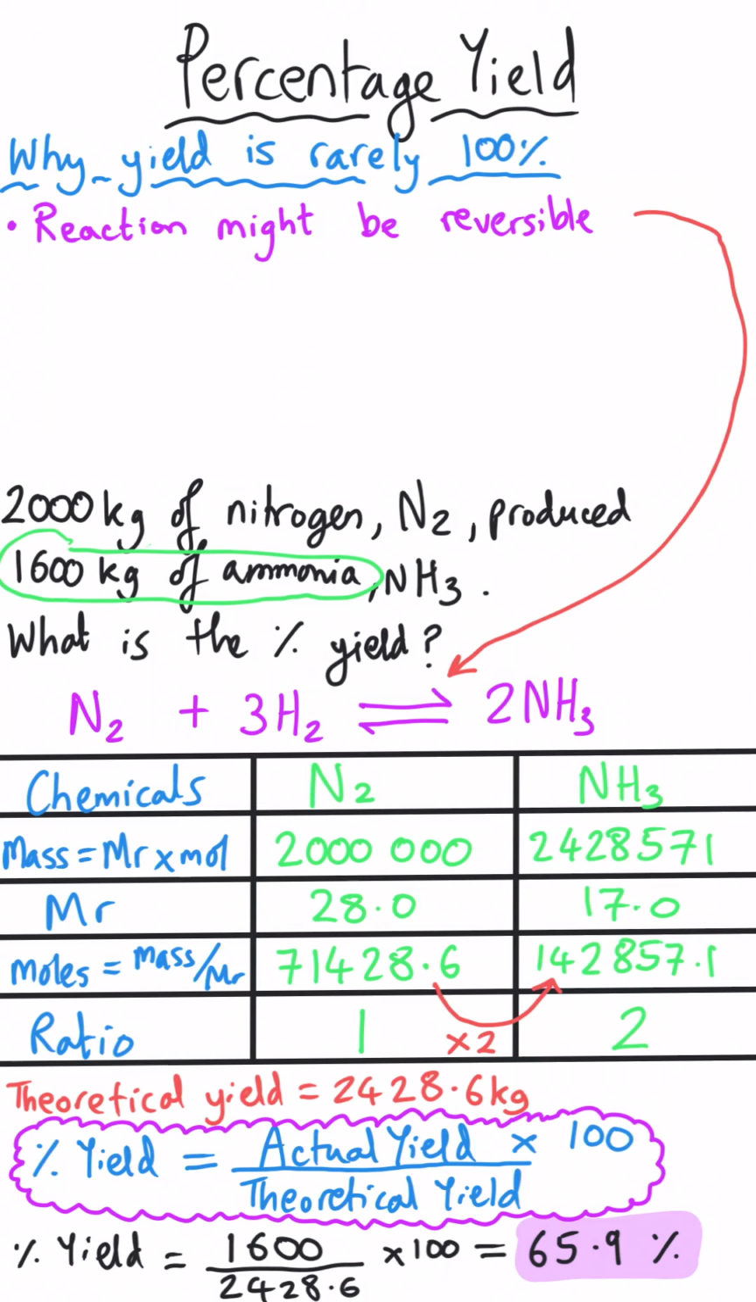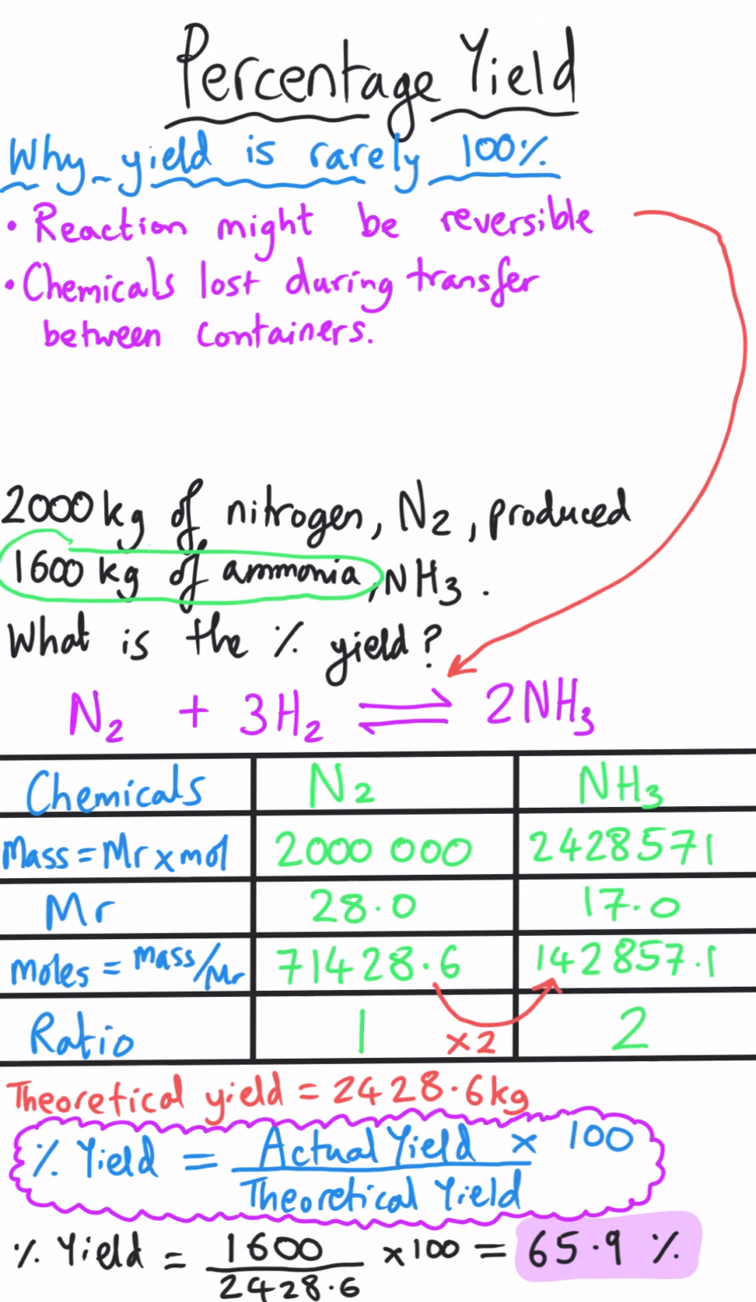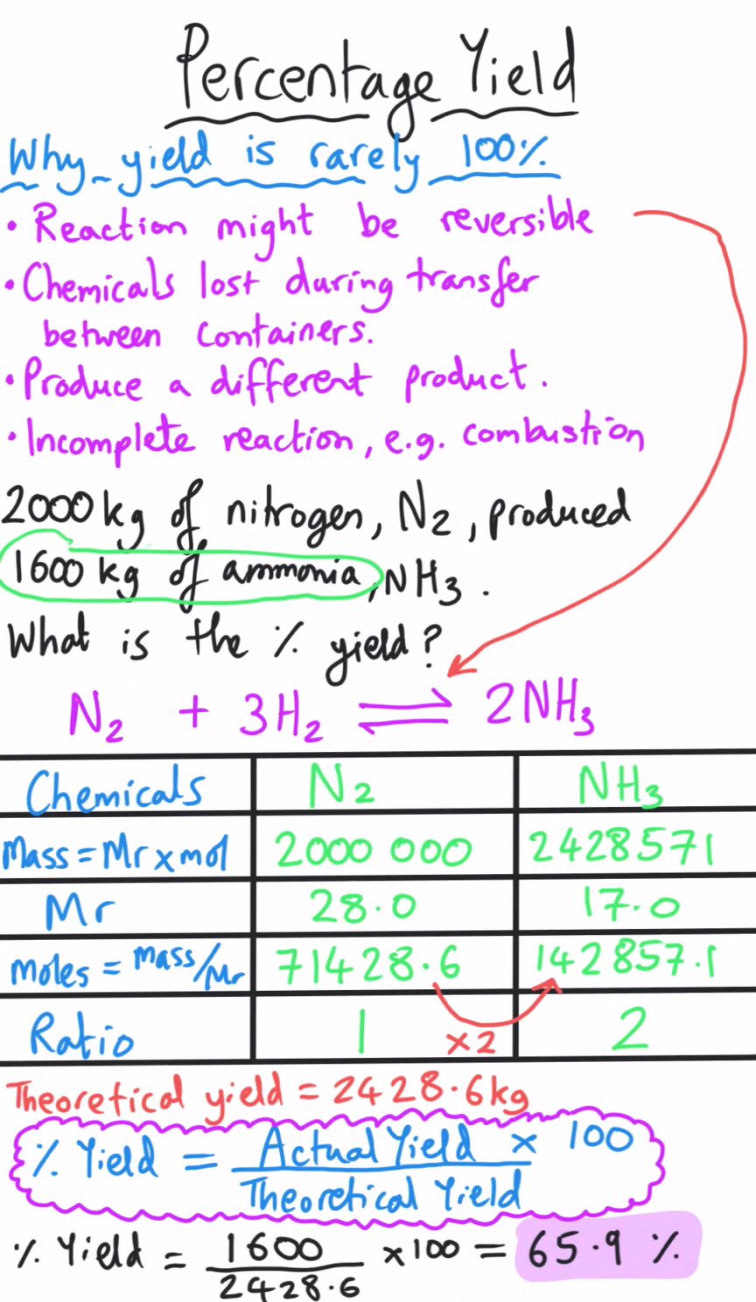Or we might have some kind of procedural error, so we might have lost some of our chemicals when we're transferring from one piece of equipment to another. Or something unexpected might have happened. The nitrogen and hydrogen might have made something different instead of the ammonia. Or the reaction might just not have been given enough time to finish. That's probably not relevant for the Haber process, but in other situations it definitely will be.